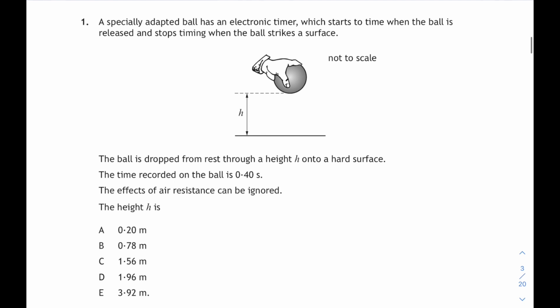There's 25 questions. The first 10 are usually on our dynamic universe, the next 10 are on particles and waves, and the last 5 questions are usually on electricity. So without more ado, let's dive straight in.